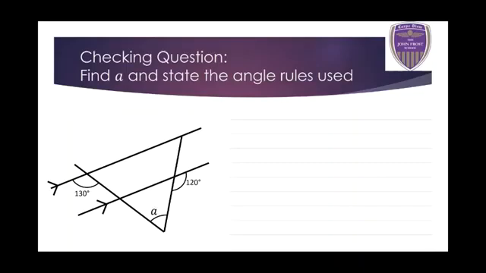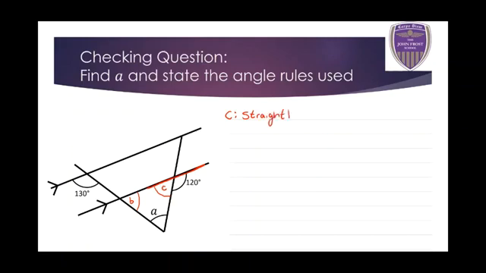Okay, so I can see there's not much information here that can immediately give me the answer to A, but I can see that A is in a triangle, and I know that all angles in a triangle add up to 180 degrees. So what I'm going to do is call this angle B and this angle C. Now I need to find these two angles. Let's start with C, because I can see 120 and angle C are on a straight line.